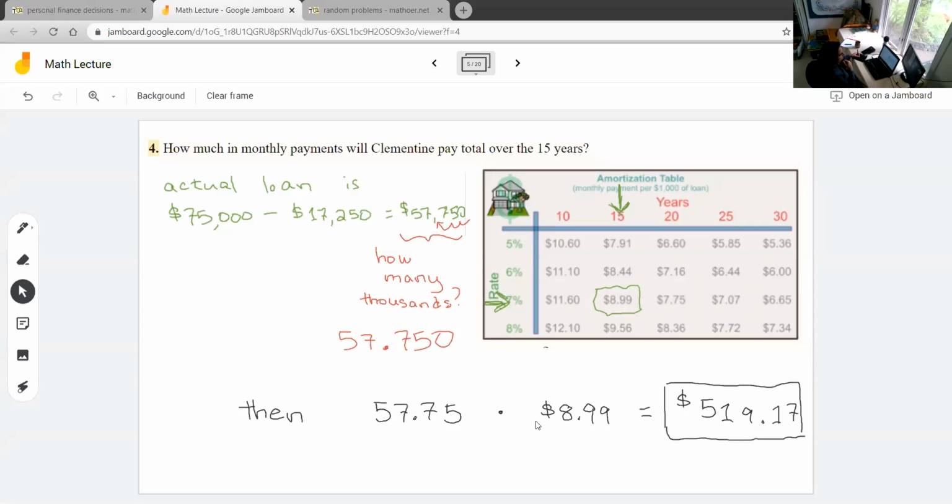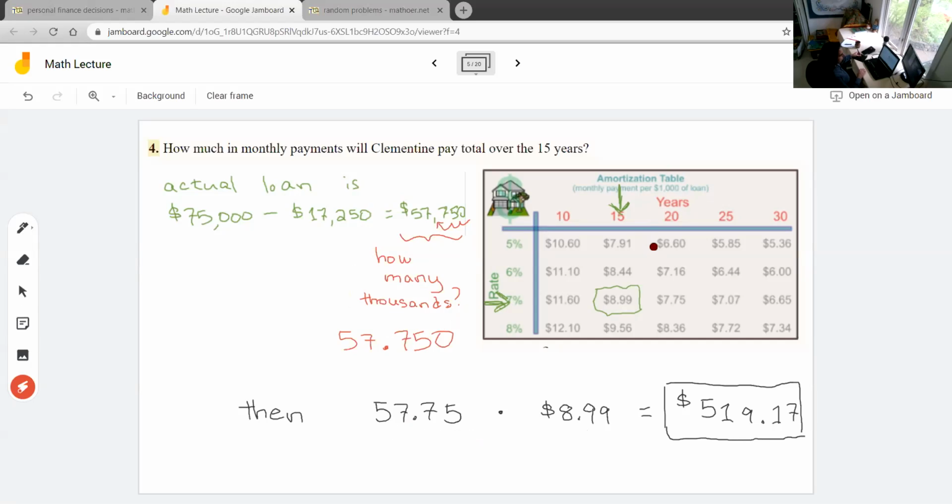Your audio is cutting out. I can't quite hear what you're asking. Try again, please. So I was just verifying that we do take that rate and we times it by the loan amount, the monthly. But the loan amount, we're just counting how many thousands are in that loan amount. So we had to do the 3 points of decimal scoot first, because this is per thousand, not per $1 of loan.